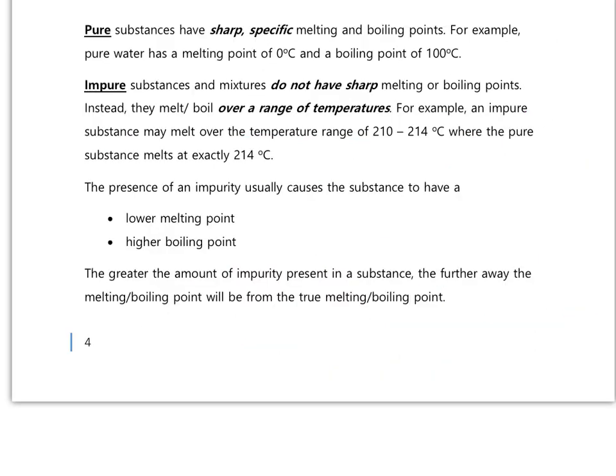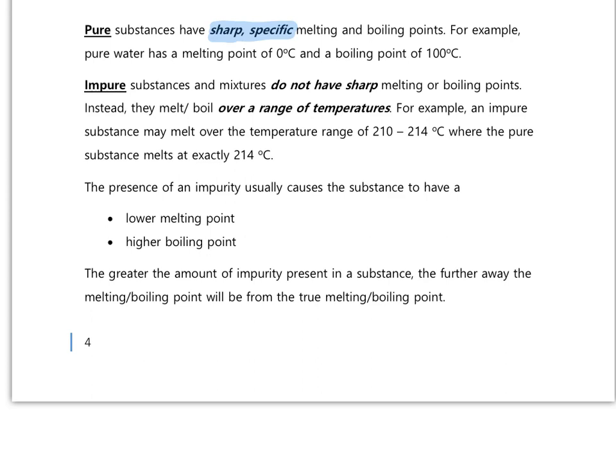So how does this idea of melting point and boiling point relate to the purity of a substance? Well, pure substances tend to have a sharp, specific melting and boiling point. Sharp and specific. What we mean by that is that they will start to melt at, say, for example, 0 degrees C. So that's the sharp part of it, and it's specific. So if that substance is pure, it will match the exact melting point on record for that particular substance.